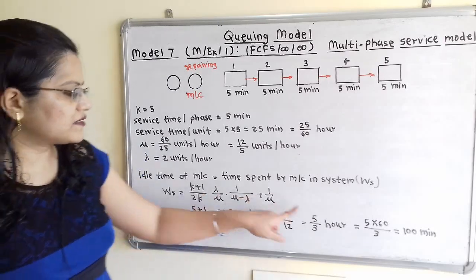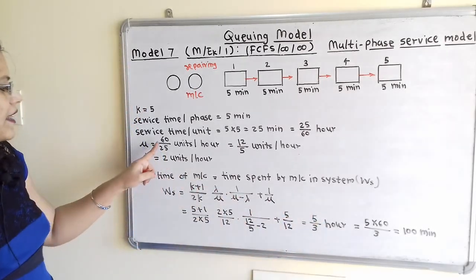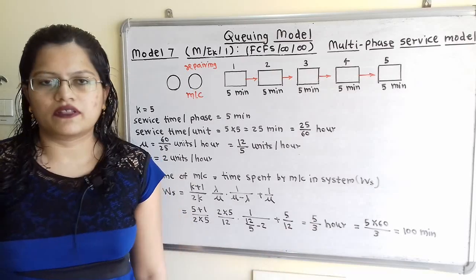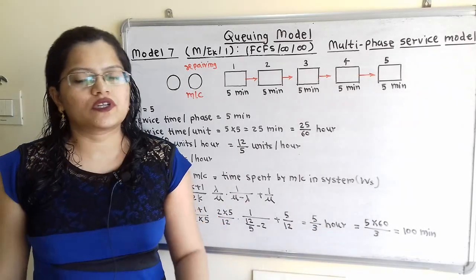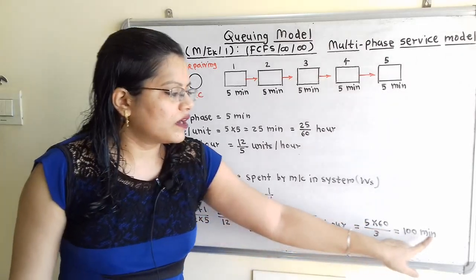So what is the answer? 5 by 3 hours, because if we observe lambda and mu, the unit is hours, so we have to take the unit as hours here. Now we can convert this into minutes, because in 1 hour there are a total of 60 minutes, so multiply here with 60, which is equal to 100 minutes.